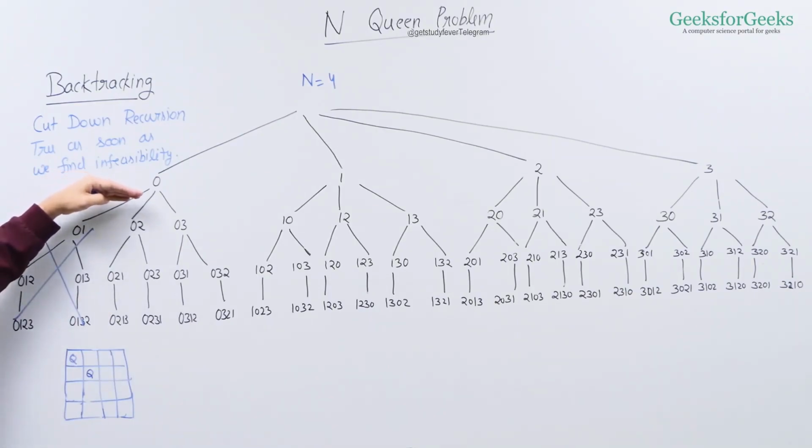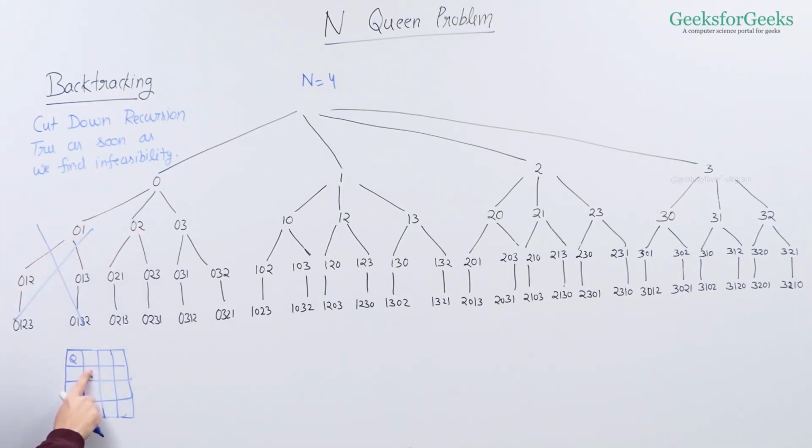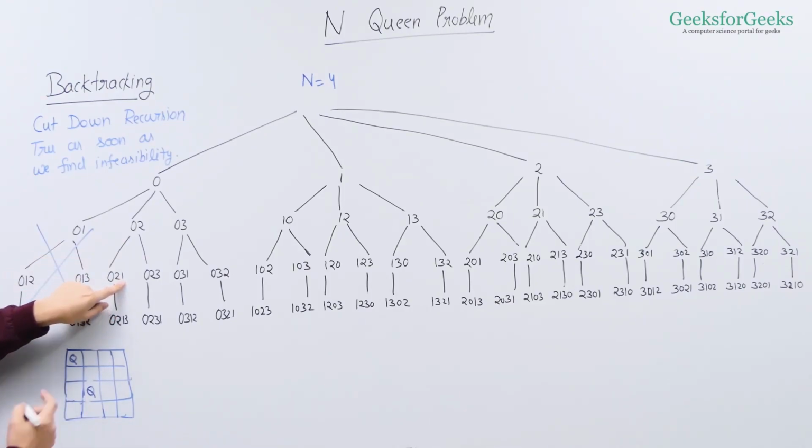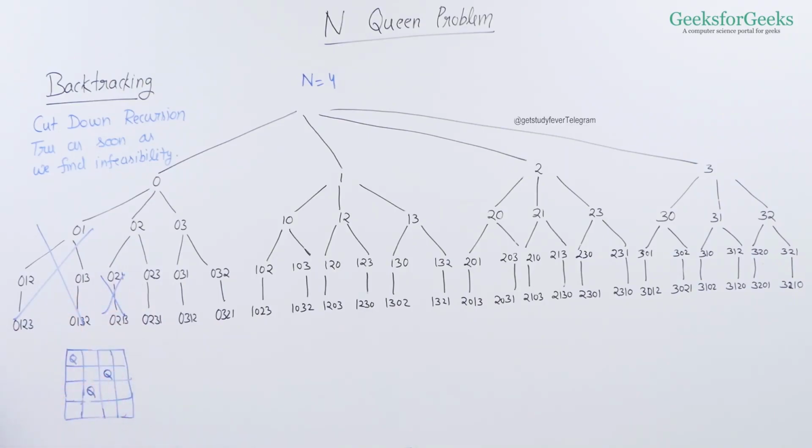Now the parent call is going to place the queen at a different place. It places the queen here, and this placement works fine, so we proceed with this recursion. Now we place the third queen here at index 0, 1. When we place the queen here, we again see that this is not going to lead to a solution because they are going to attack each other. So we cut down this recursion also.